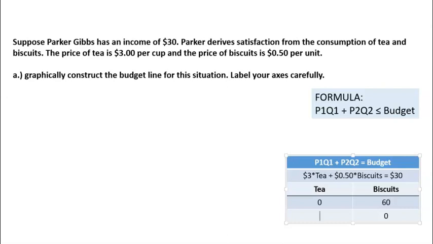And the same goes for tea. All of our money, if we're not spending anything on biscuits, can go to tea. Tea for each cup is $3. We are budgeted $30. That means we can have 10 cups of tea for that. So next, we will be graphing this.